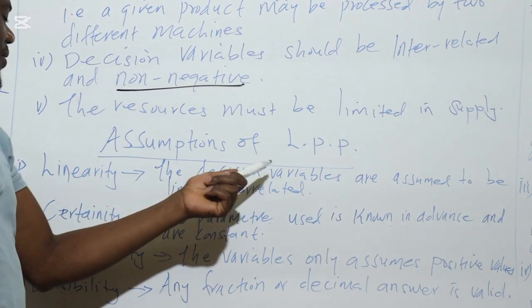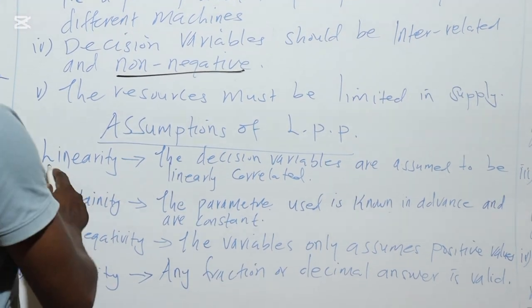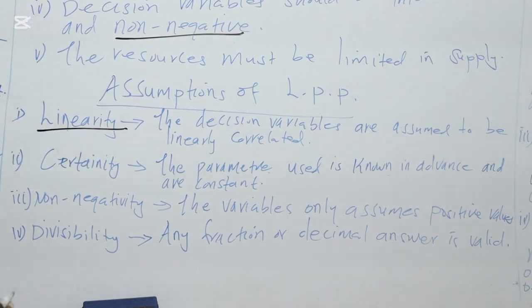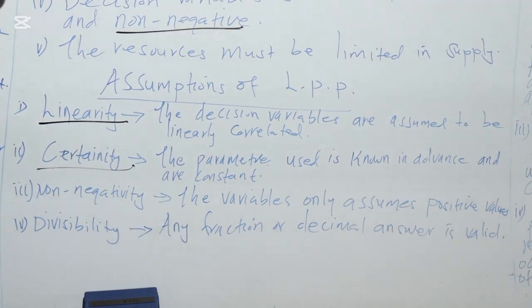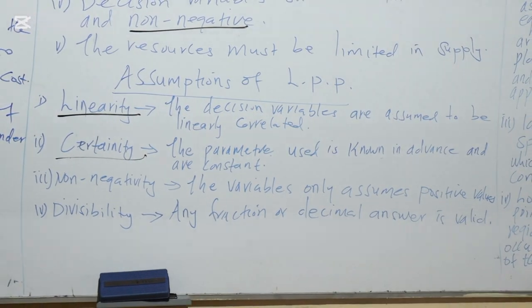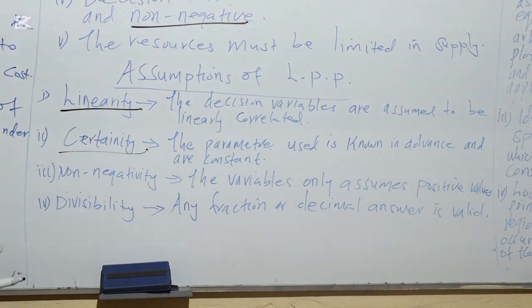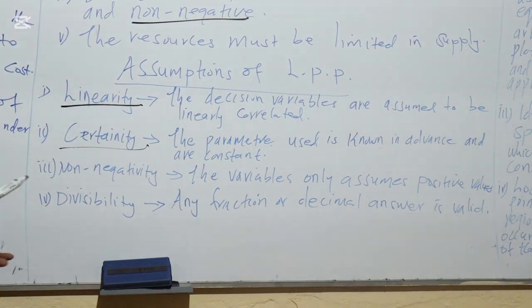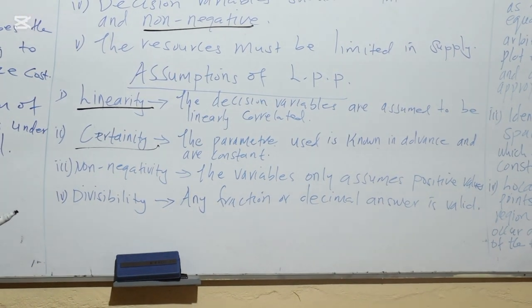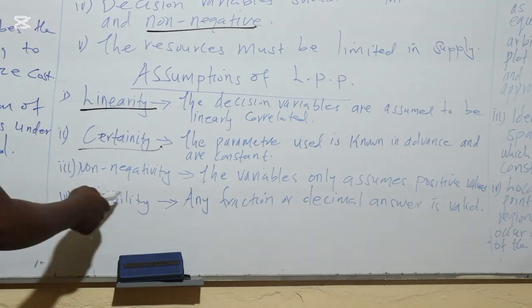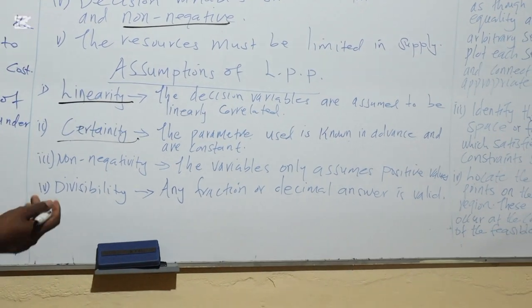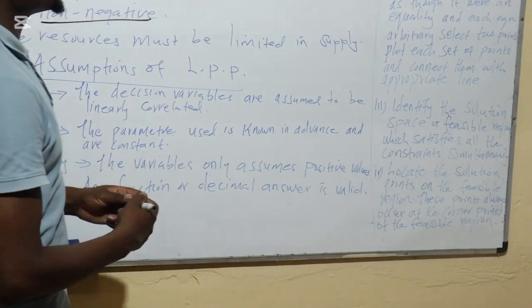We have the assumptions of a linear programming problem. Linearity: we assume that the decision variables are linearly correlated. Certainty: you know in advance the parameters which are used, and they are constant, they don't change. Non-negativity: these decision variables only assume positive values. We don't accept negative values. Then divisibility: if you get any answer which is a fraction or a decimal, that answer is valid.